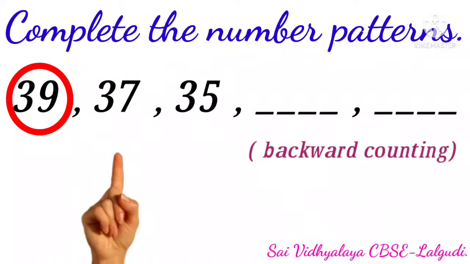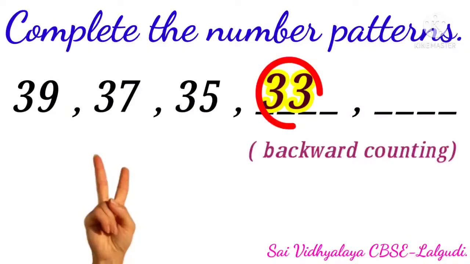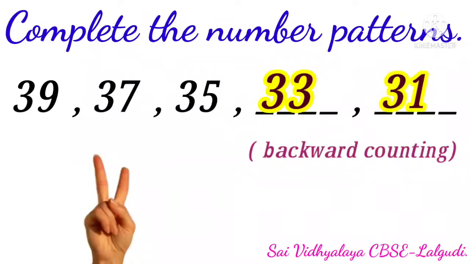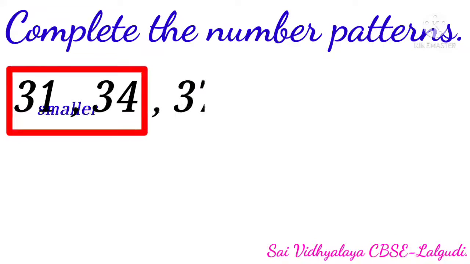39 before 38, 38 before 37. Next, 37 before 36, 36 before 35. Keep these two fingers as it is. 35 before 34, 34 before 33. So write 33. 33 before 32, 32 before 31. So write 31.